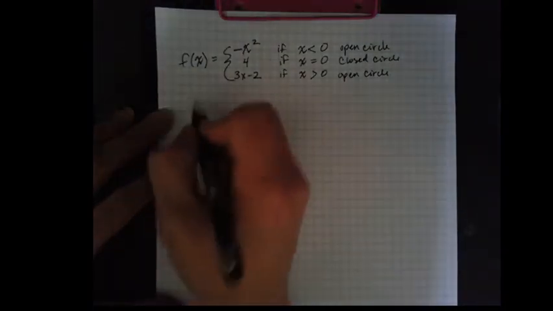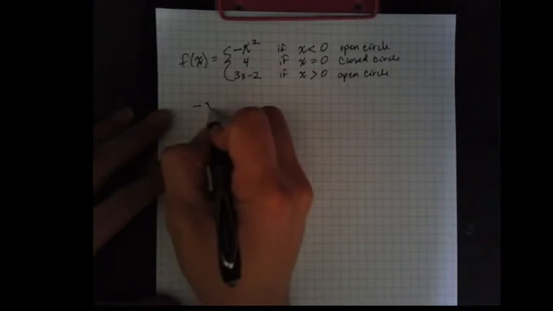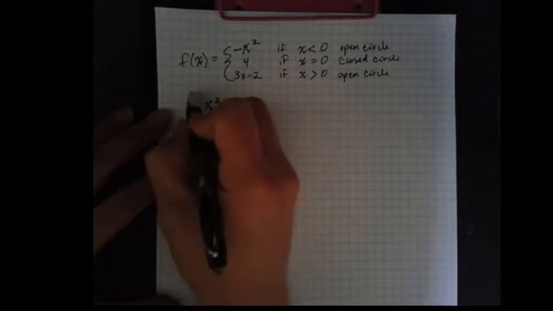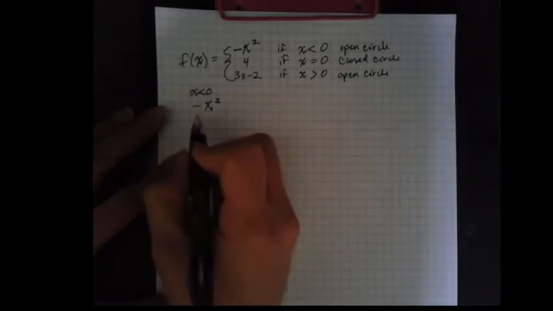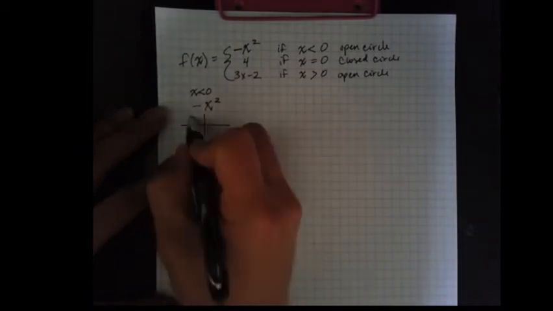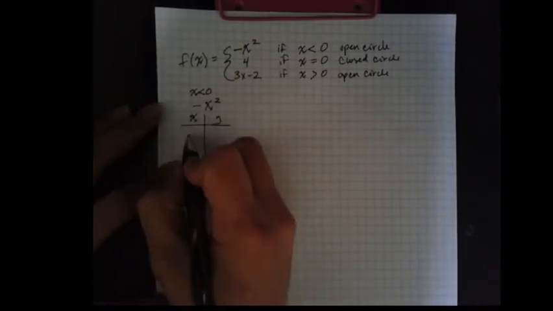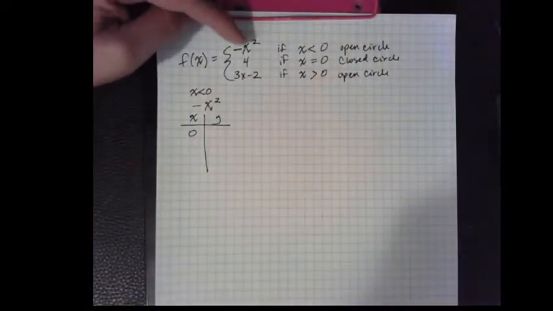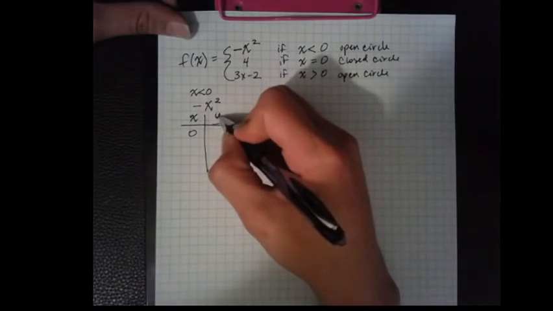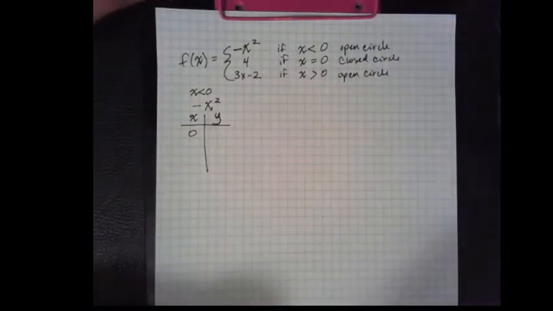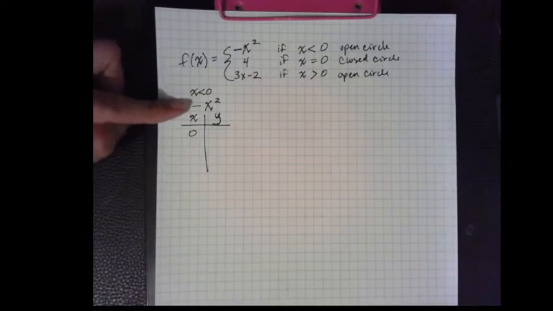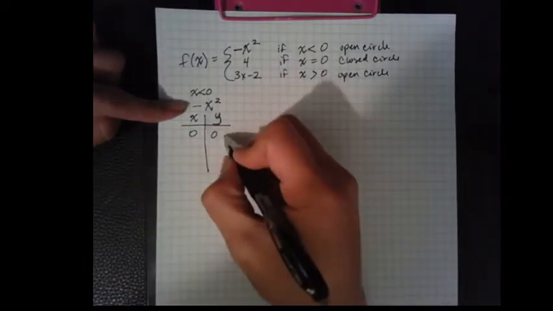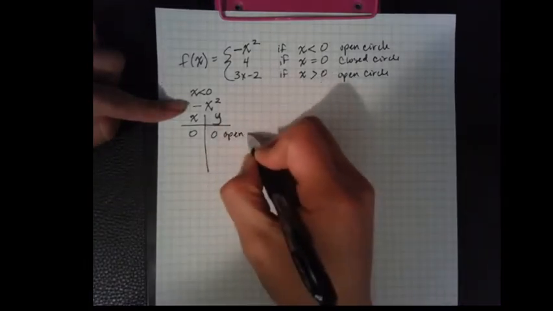Okay, so let's make some t-charts. For negative x squared, here we're looking at x less than 0. And again, I want to evaluate at 0 just to see what's happening on my graph. Okay, so plugging in 0 to negative x squared, 0 times 0 is 0. Negative 0 is 0. So we have a point 0, 0, and again, we need this to be an open circle.